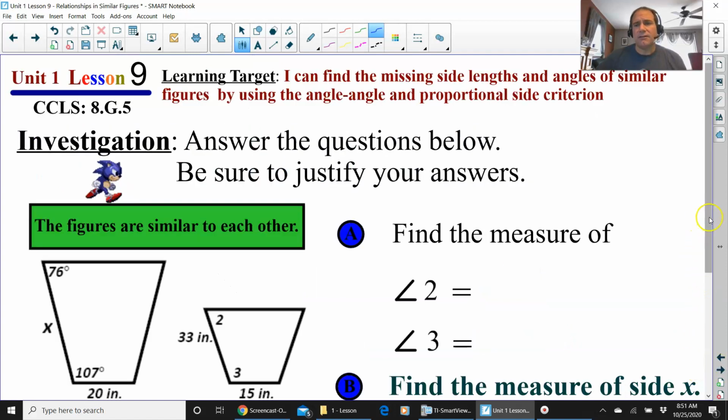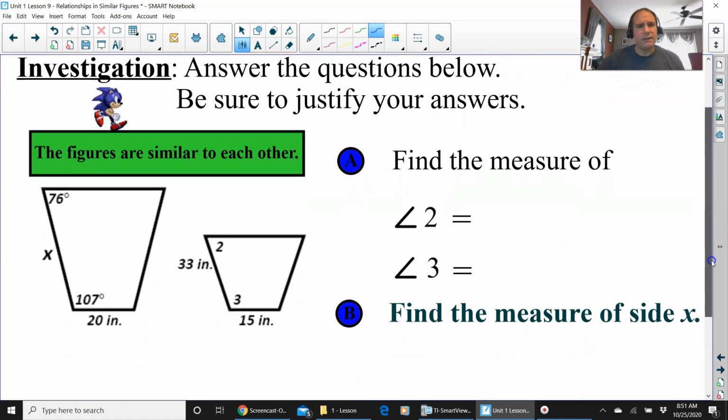Hopefully you did that. Go ahead and see if you can answer the questions below. Be sure to justify your answers. The figures below are similar to each other, so we are looking for the measures of angle 2 and 3. Very easy right now. Remember, similar figures have corresponding angles that are equal, congruent. Then find the measure of side x by creating a proportion and solving that proportion for x. Press pause and try the problem now.